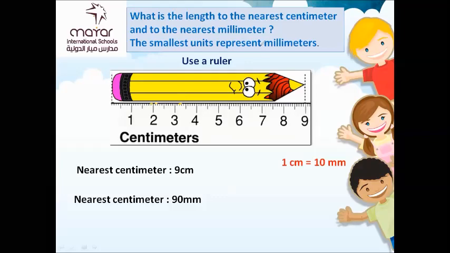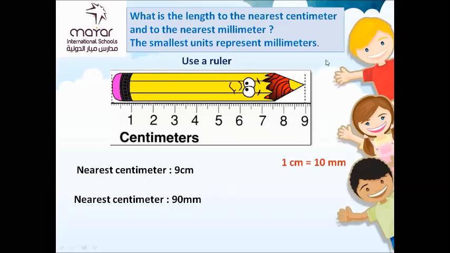So if you forget how to multiply 9 by 10, what you should do is say to yourself, from 0 to 1, 10 millimeter, 10, then 20, 30, 40, 50, 60, 70, 80, 90. So the answer is 90 millimeter. Did you see how easy?